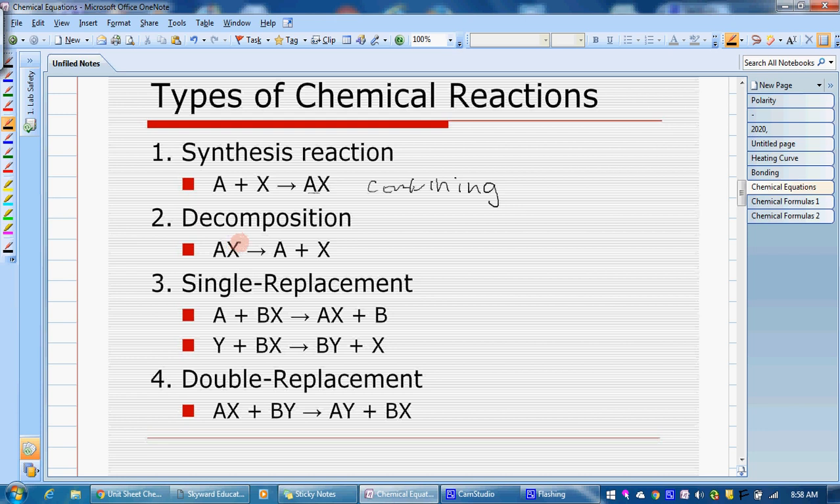The next one is decomposition. So here you can see you start with 2 things put together, and then they break apart. So this is breaking apart.